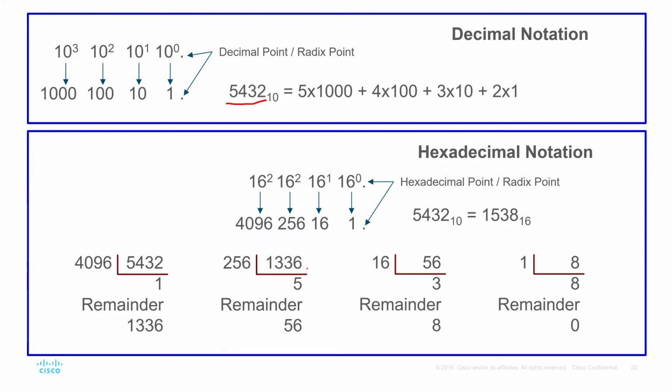I would then divide the 1336 by the 256, giving me 5 and a remainder of 56. I can divide the 56 by 16. It goes into it 3 times with a remainder of 8. I divide the 8 by 1, giving me 8, remainder of 0. So in hexadecimal, 5432 base 10 is equal to 1538 base 16. And as you can see, this is just another example of how, as the base of a number system increases, the size of the number decreases.